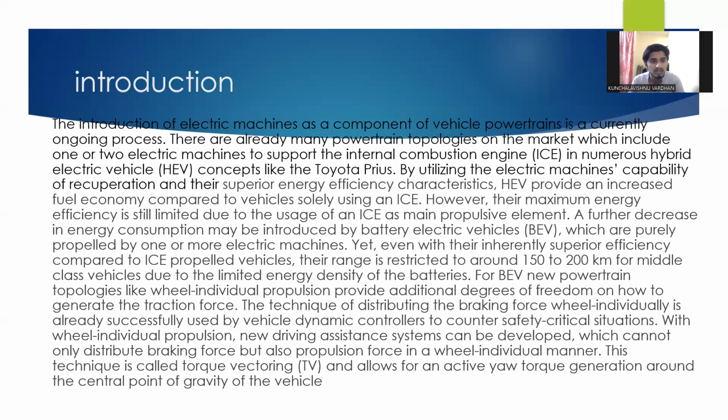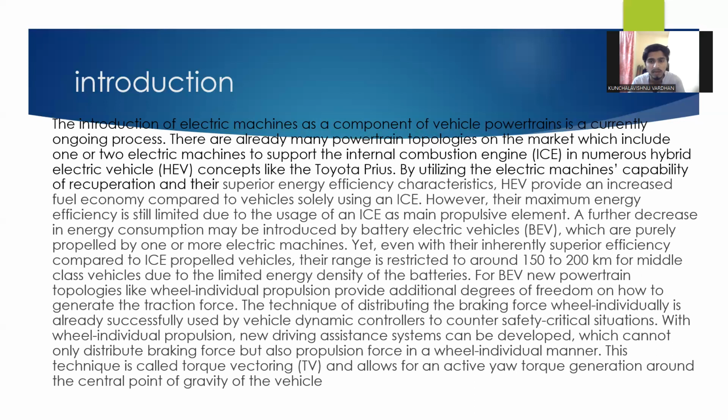A further decrease in energy consumption may be achieved by battery electric vehicles, which are purely propelled by one or more electric machines. Yet, even with their inherently superior efficiency compared to ICE-propelled vehicles, their range is restricted to around 150 to 200 kilometers for middle-class vehicles due to the limited energy density of the batteries.